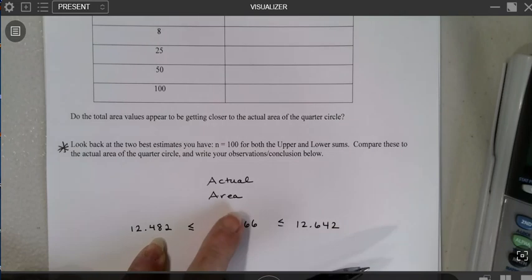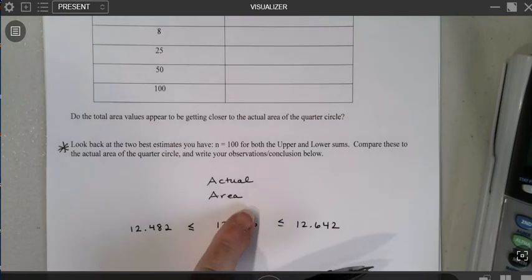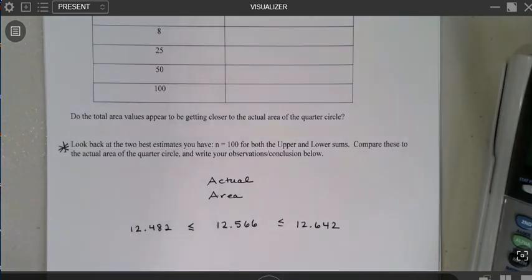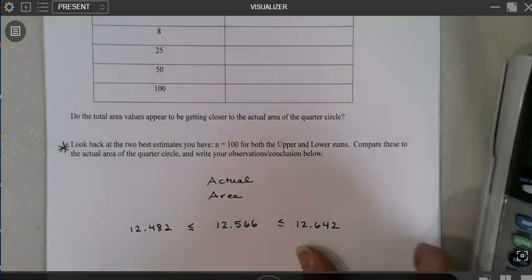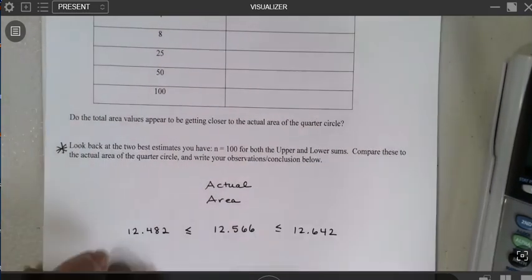If I didn't know this actual area, if I was working with a function whose area I couldn't have calculated using some nice geometry formula, I would now have the actual area trapped between a lower estimate and an upper estimate. And that's actually going to be important when you do the next problem, and in fact the last problem on this assignment.